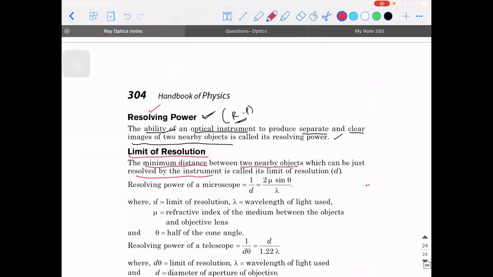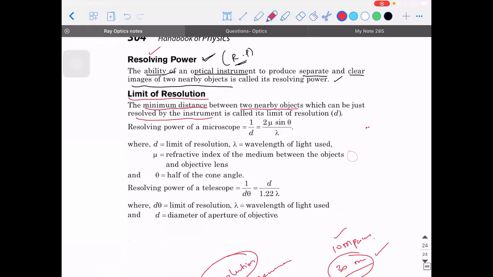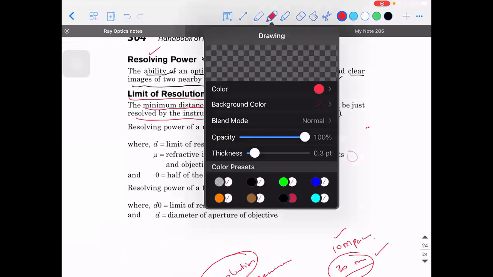You're able to see. So there should be some distance of separation between those two nearby objects so that your eye is able to see them as distinct objects. Same is the application for a microscope and a telescope. Okay. So that's the limit of resolution. It's called the limit of resolution.